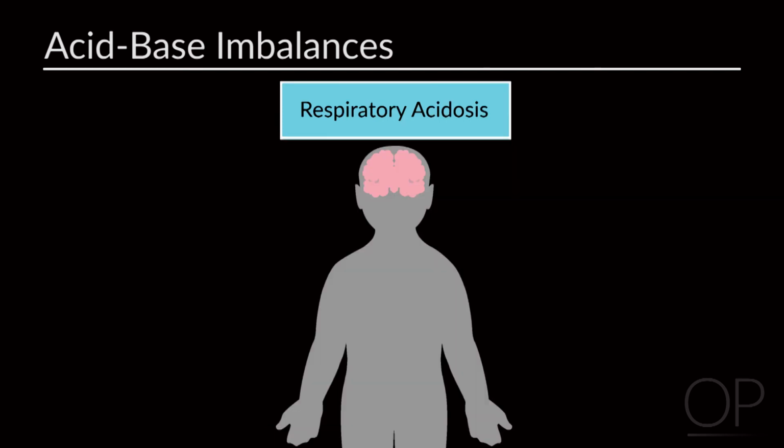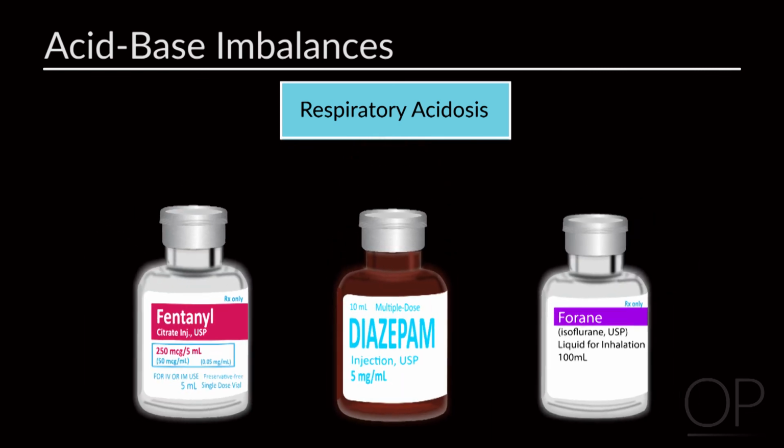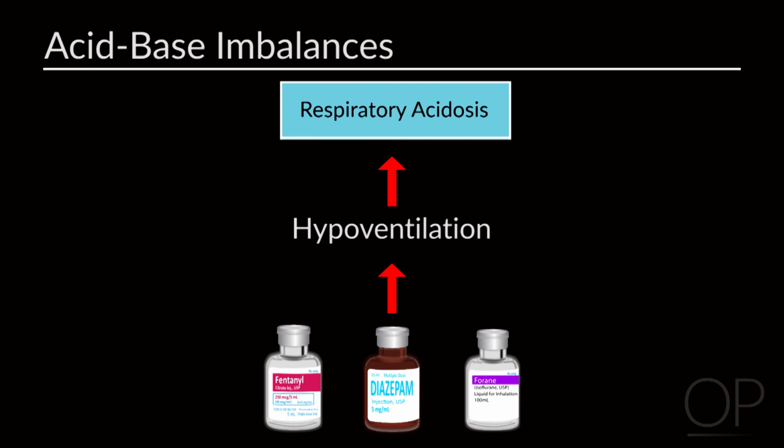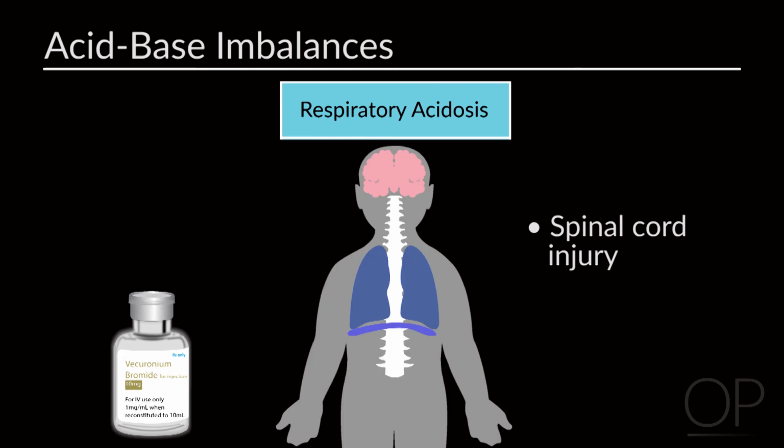CNS depression associated with a disruption in centrally mediated respiratory control centers in the brain caused by head injury, narcotics, sedatives, or anesthesia will cause hypoventilation or shallow breathing. Pharmacologic agents such as neuromuscular blockades, upper spinal cord injury, and neuromuscular disease will disrupt the muscles needed to produce diaphragmatic rise and fall.